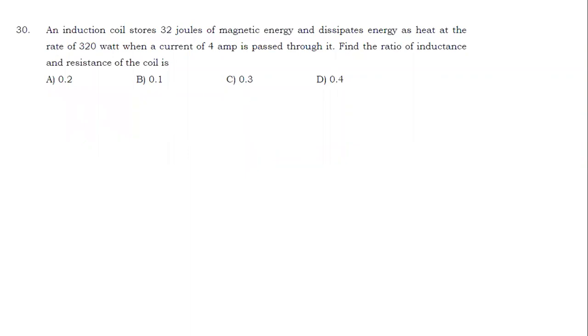This is a fairly simple question. It is about energy stored in the magnetic field. Magnetic energy is equal to 1 by 2 L i square, which is the energy stored, while the resistor dissipates energy as heat. The other one is power. Power dissipated, with the current given, is i square R. Both values are given, so you can take the ratio.